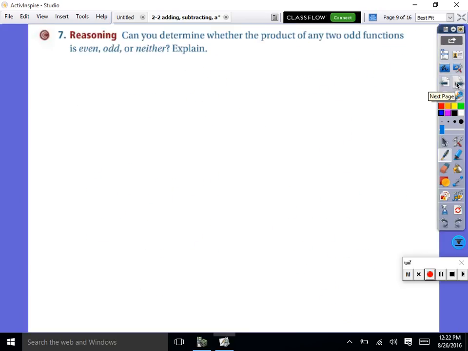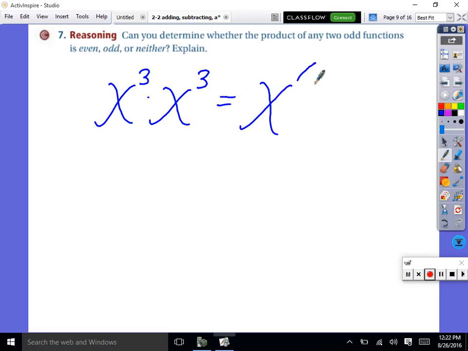Okay, so let's do number 7 together. So it says, can you determine whether the product of any 2 odd functions is even, odd, or neither? So I just chose an example. I said, okay, so the product of any 2 odd functions. So I went x cubed times x cubed. That's x to the 6, right? Everybody? But then, so that's the product of 2 odds.